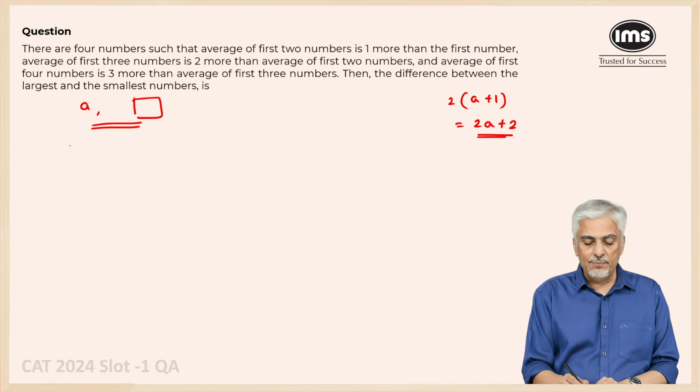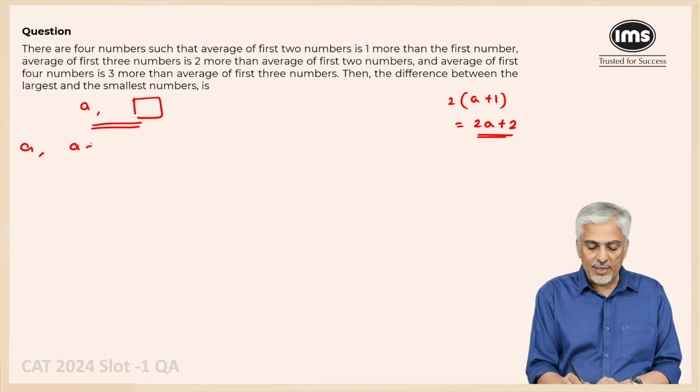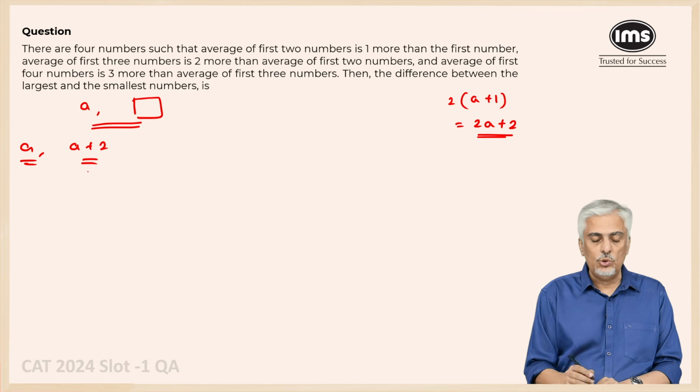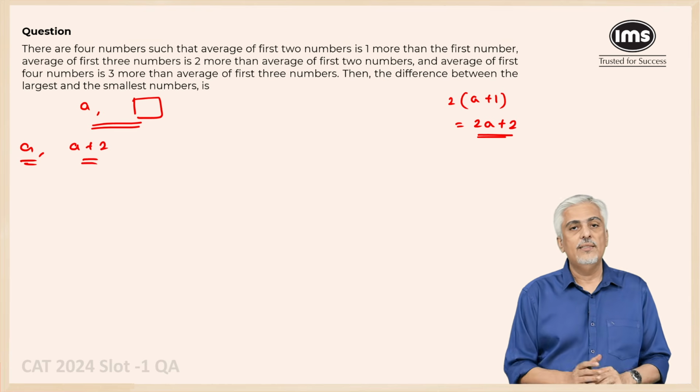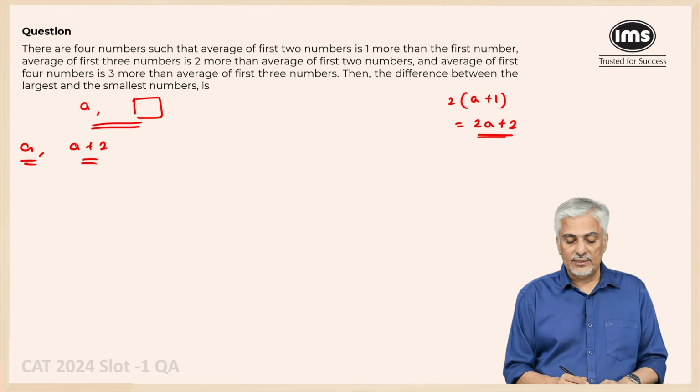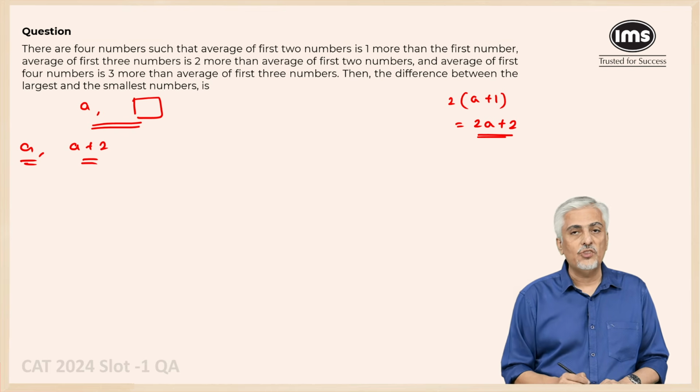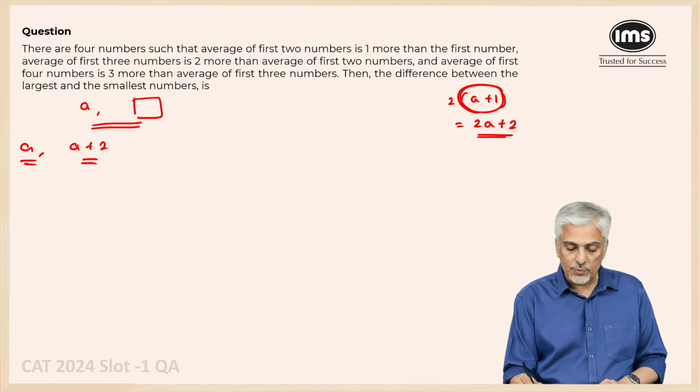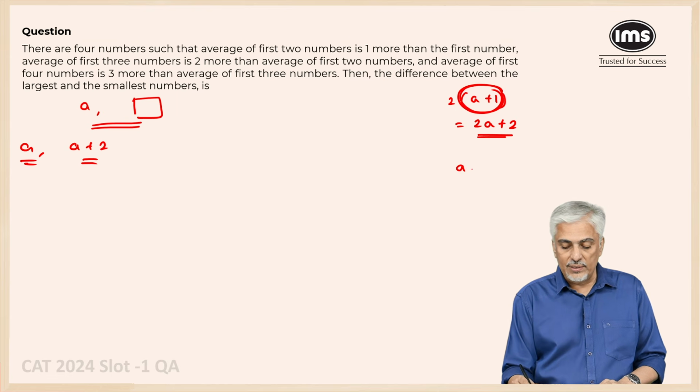That means the second number definitely became a plus 2. Then only the total will become 2a plus 2, right? Now, let's understand it further. The average of the first three numbers is 2 more than the average of the first two numbers. Average of first two numbers was a plus 1. So average of three numbers is 2 more.